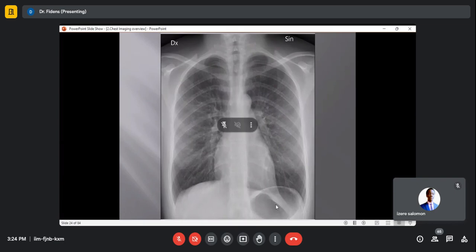So, who can tell me how many ribs we have anteriorly? How many ribs do you have anteriorly? Remember, you have to count them on the right side. How many? If you tell me the first number, I will know that you don't know how to count them.